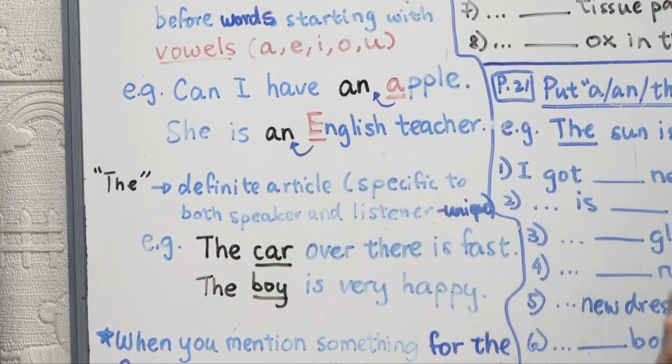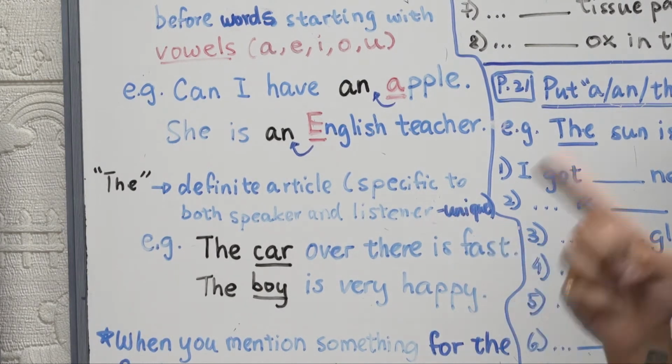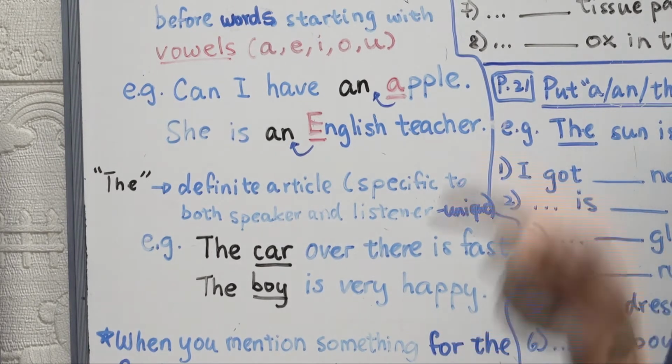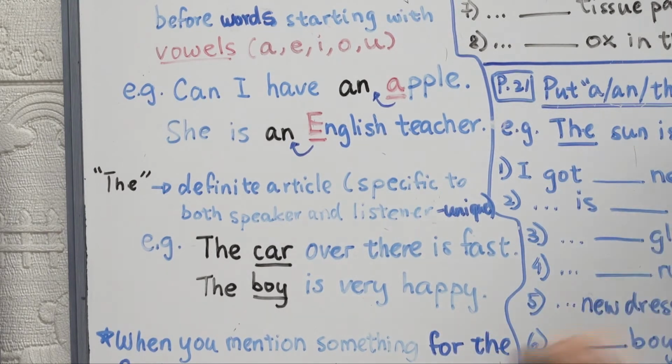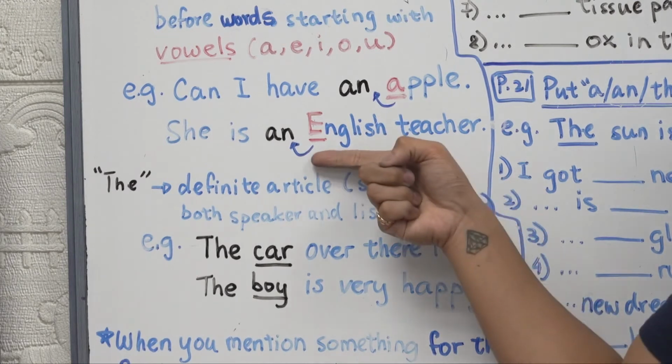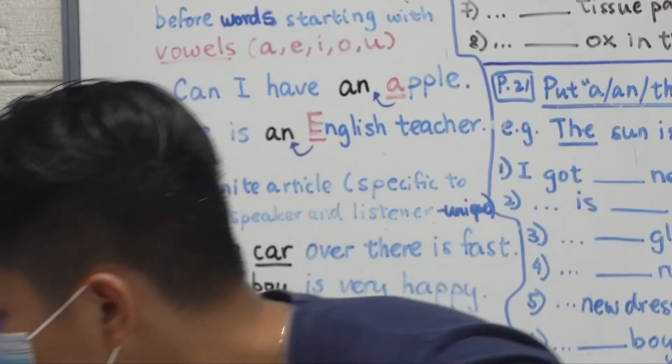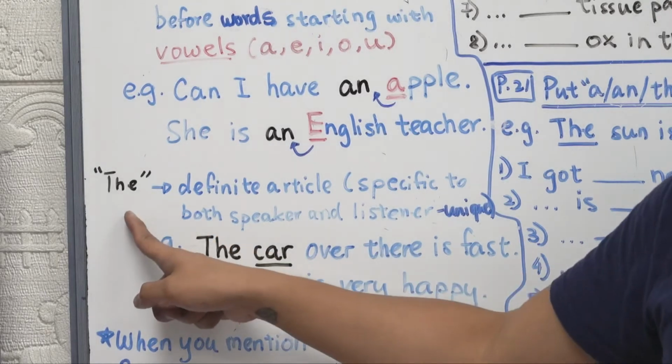An English teacher. Now, if you want to be very specific, oh yes, I go to that same school and she is the English teacher. That means she is that English teacher of that school. She is the English teacher. In this case, it's not specific, so we will use an. She is an English teacher. Alright? And then of course we have the definite article.